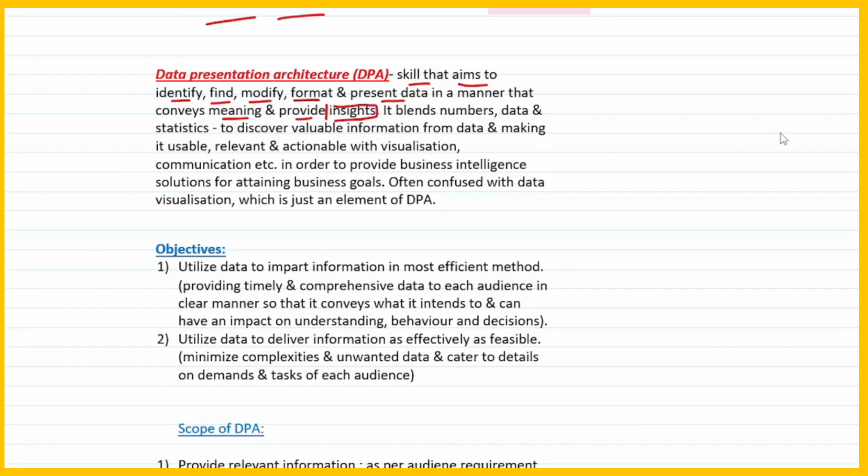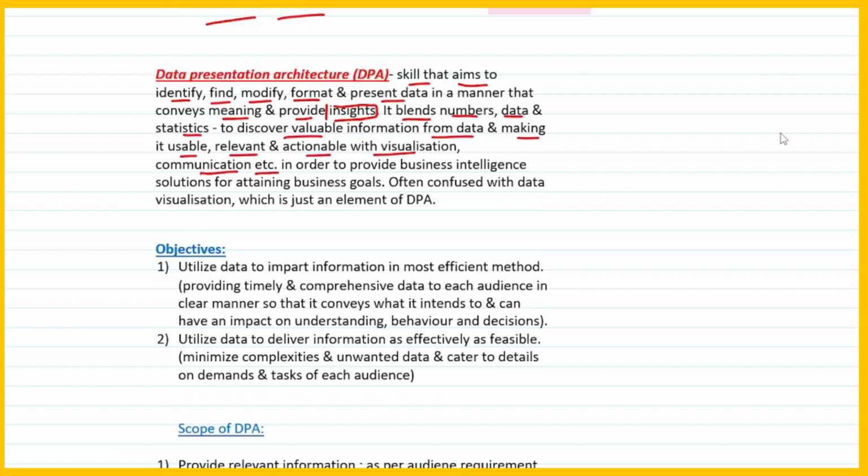So DPA basically is a skill for identifying, modifying, formatting and presenting data, in a manner that is able to convey meaning and also able to provide insights. Insights means some kind of knowledge, right? How do you do data presentation architecture? It basically blends, meaning it mixes the numbers, data and statistics to discover valuable information from the data and make it usable, relevant and actionable with visualization, communication, etc.